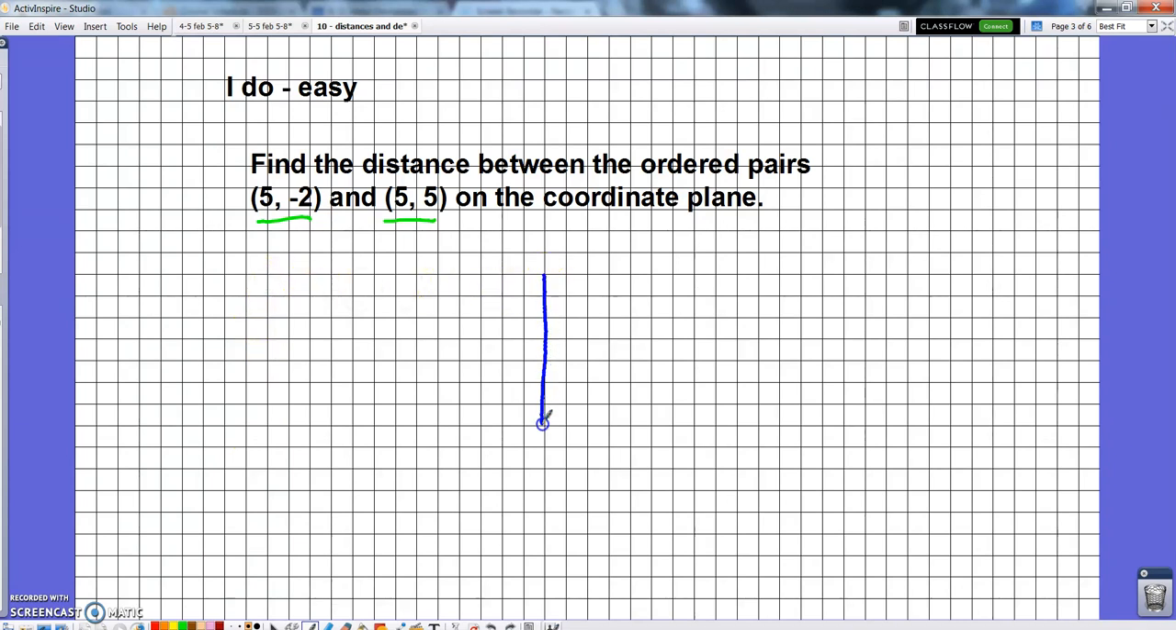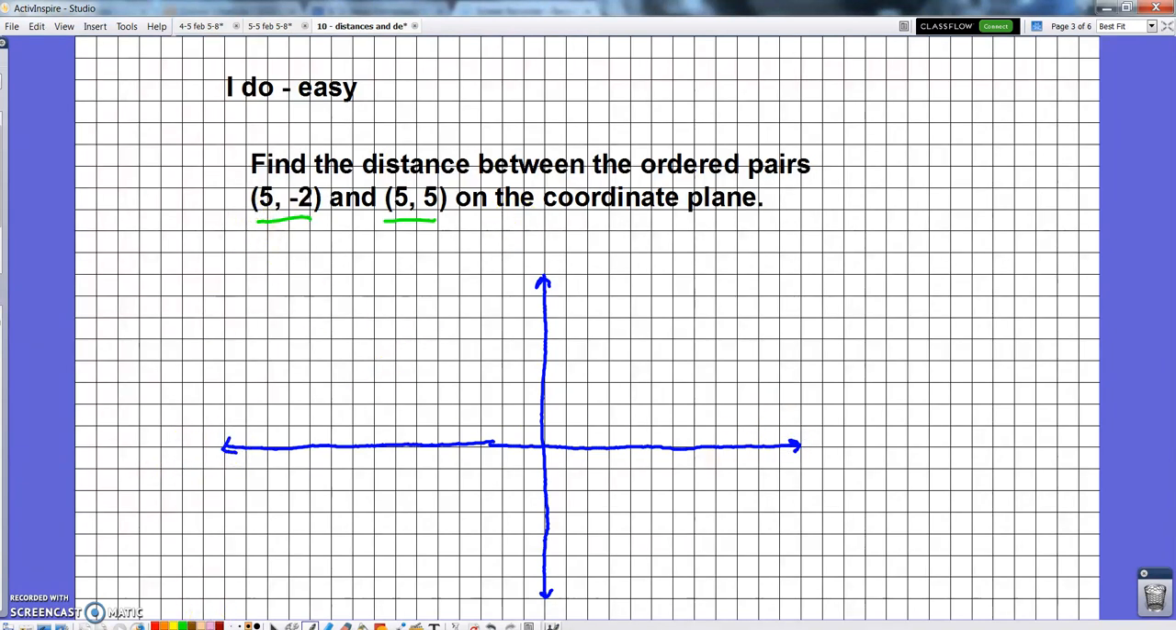This is definitely much easier on graph paper than on non-graph paper where you kind of draw your own plane. I know sometimes you're stuck with that. Graph paper is really going to help here, though.